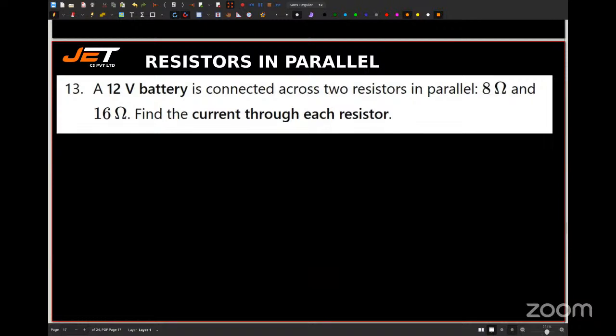Okay, see here, a 12 volt battery is connected across two resistors in parallel, 8 ohms and 16 ohms. Find the current through each resistor. So, voltage is given as 12 volts, and R1 is equal to 8 ohms, and R2 is equal to 16 ohms. We need to find out the current through each resistor.